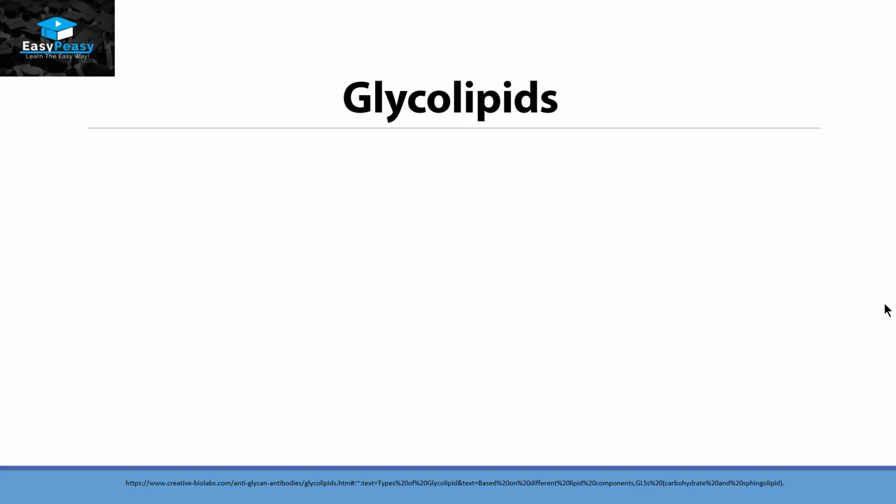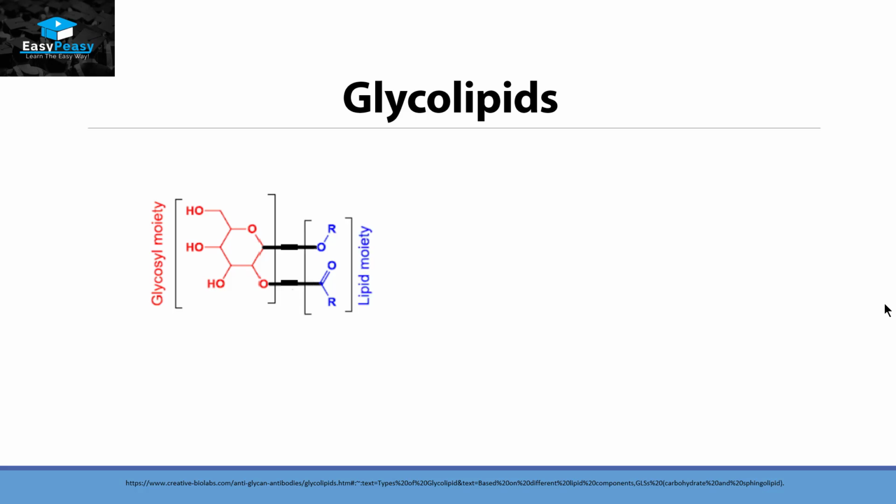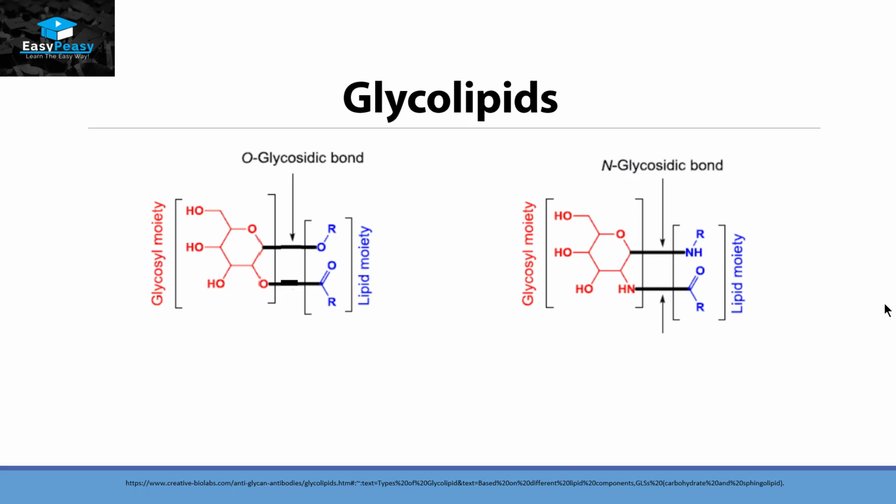The second glycoconjugate that we are going to talk about is glycolipids. By the name, we know that a glycolipid will have 2 moieties in it. The one moiety will be the glycans, and the second moiety will be the lipid. And the bond that they are going to make with each other can be a glycosidic bond or a non-glycosidic bond like ester and amide.